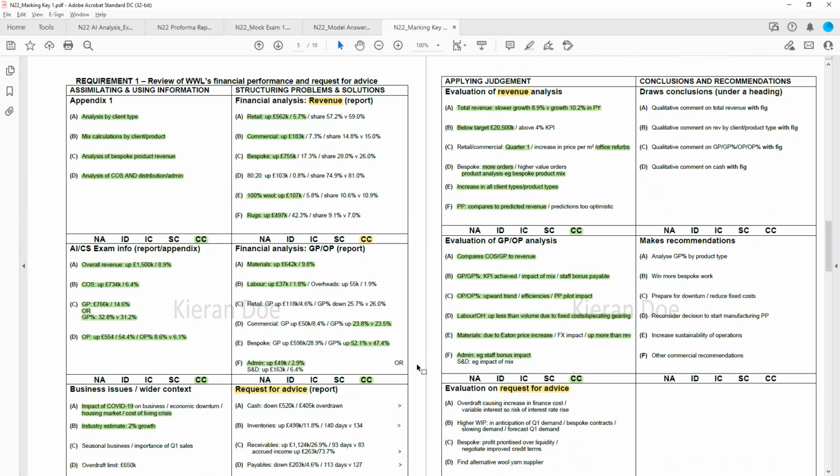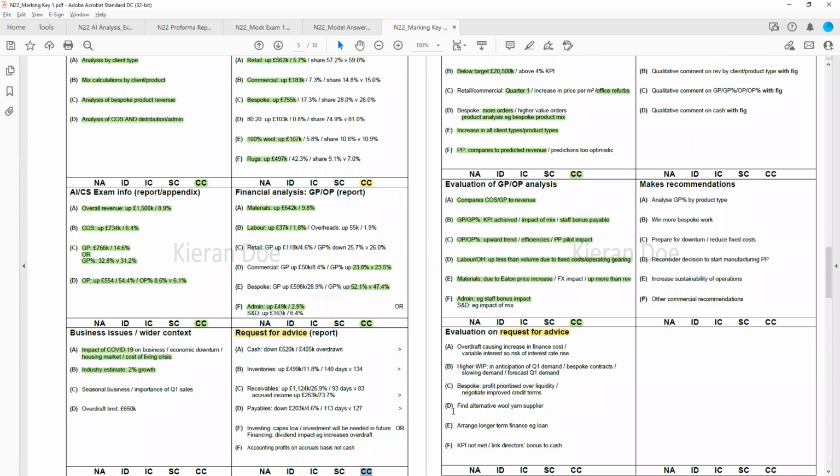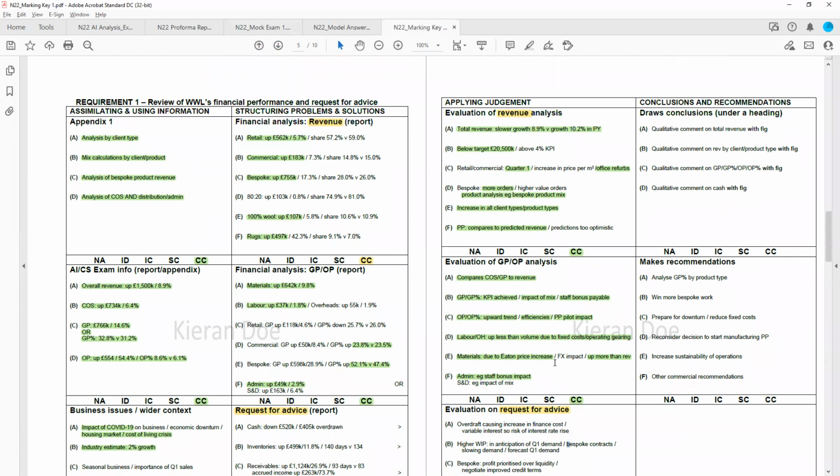So get what you can down. The points aren't too difficult. It'll be a mixture of things that were asked for, so the reasons why it's gone up or down, implications on the business, interest, finance cost, and then some recommendations. So points weren't too difficult, but as I keep saying lots of times, make sure you finish it on time.